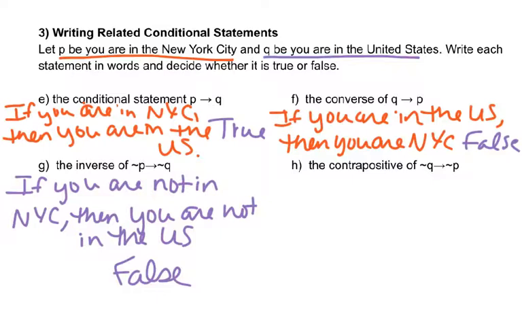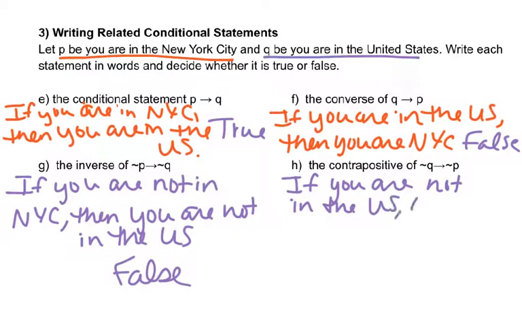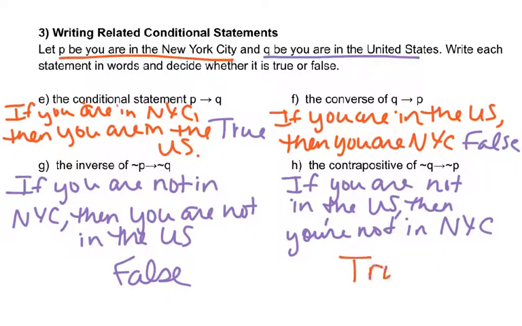And then the contrapositive is the negation, but then they're flipped. So Q then P. So if you are not in the U.S., then you are not in New York City. Okay, so that's true. If you're not in the U.S., you're definitely not going to be in New York City, so that will be true.